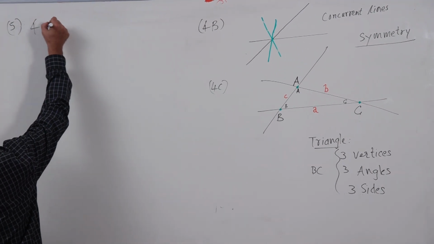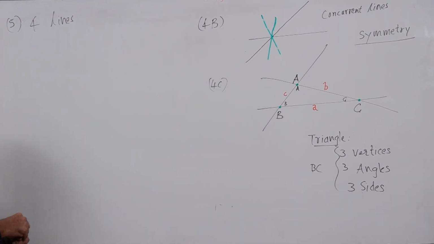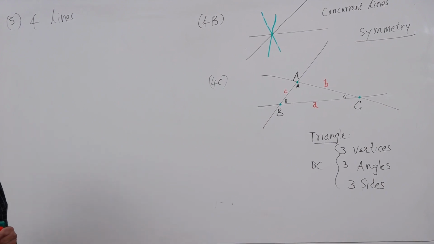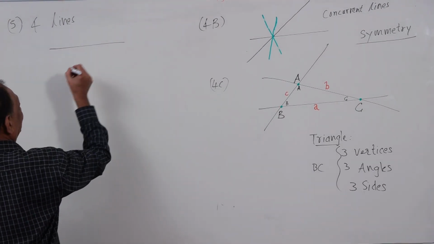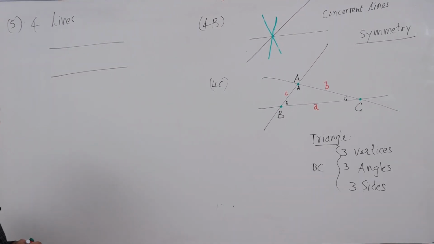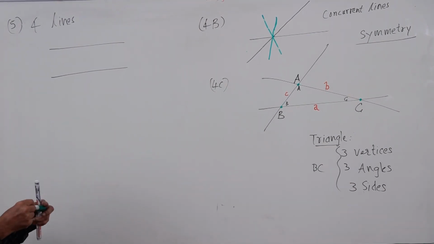So when you have 4 lines, what can we do? You got 2 pairs of 2 lines each, correct? Now each pair can be parallel, of course. So now that means I got 2 pairs, each of which is a pair of parallel lines. I got 2 parallel lines, and 2 other parallel lines, right, which are not parallel to these.